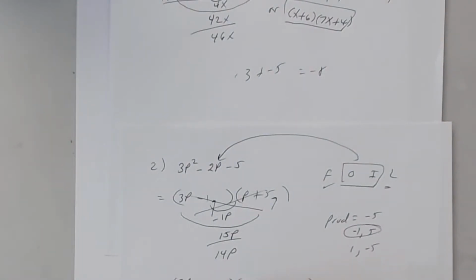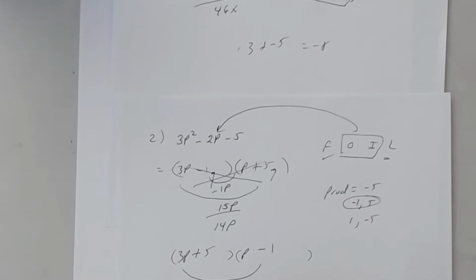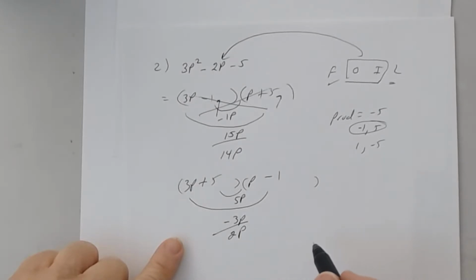So 3p and p, right? So instead of saying 3p minus 1, let's say 3p what? Plus 5, and then p what? Minus 1. All right, let's check it and see if it works. Trial and error. My F and L is still okay. The only thing I got to do is check the outer and the inner. What's the outer? Negative 3p. What's the inner? When I add them up, what do I get? No, not negative 2p. Positive 2p.